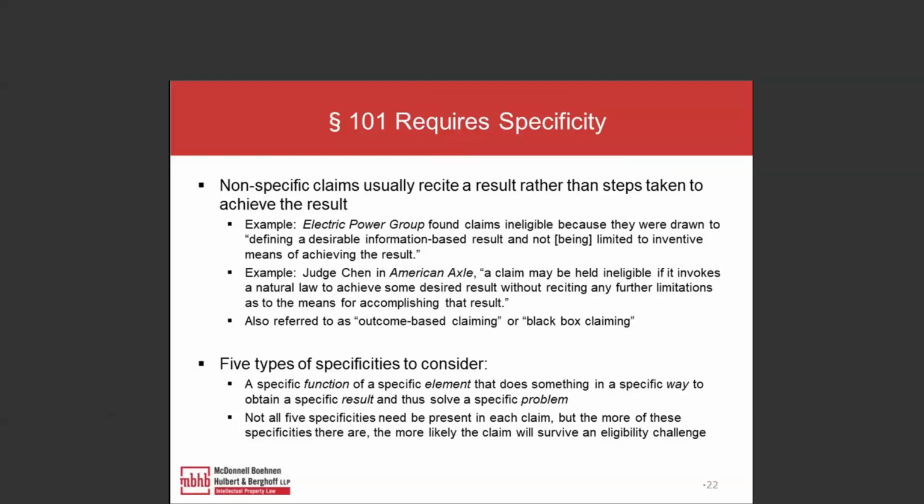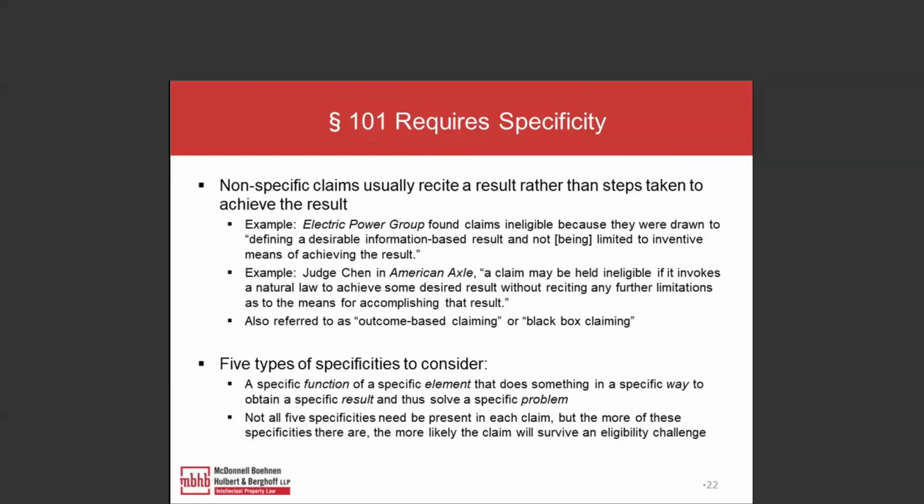We have a lot of really good quotes from the case law about how much the Federal Circuit does not like these non-specific claims. In Electric Power Group, the court wrote that defining a desirable information result and not limiting your claims to an inventive means of achieving that result can render the claims ineligible.